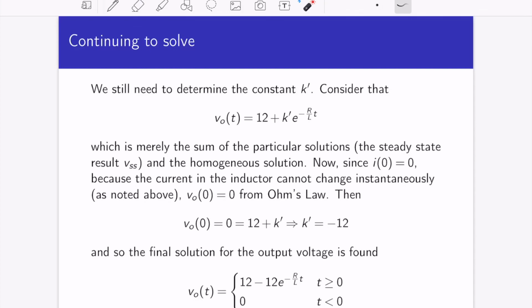And so the final solution of that output voltage must be 12 minus 12 e to the minus R over L times t for t greater than or equal to 0, and it's 0 otherwise.